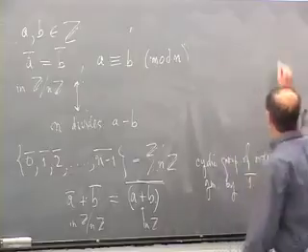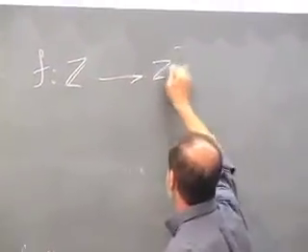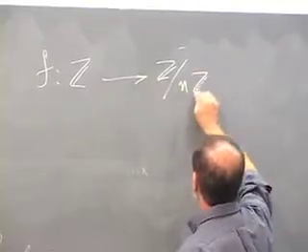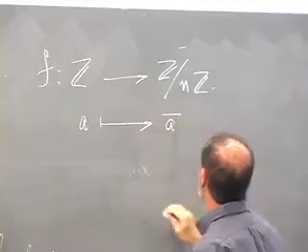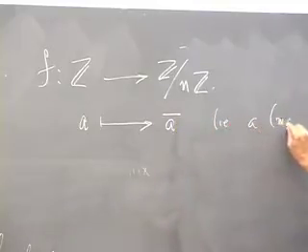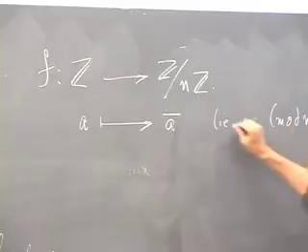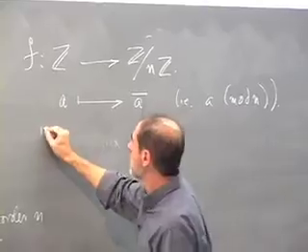Moreover, we have a natural group homomorphism, F, from Z to Z mod NZ, which takes the class of a to the class of a bar, i.e. a mod n, the remainder of a after division by n. And this is a group homomorphism.